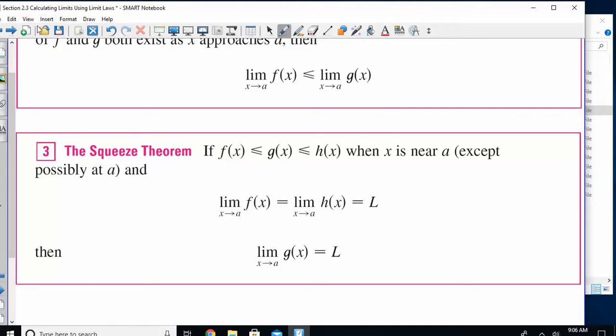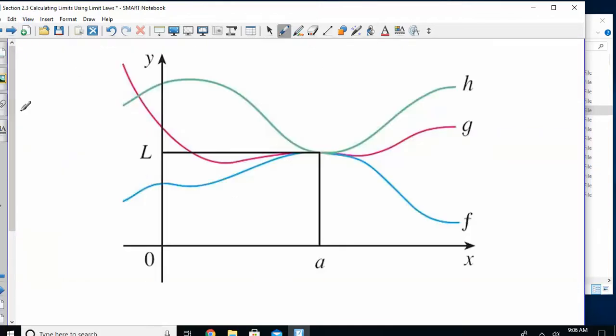We aren't doing a ton with the squeeze law this year. So my examples are pretty much going to be limited to sine and cosine. And those are really the only scenarios that I'm going to ask you to apply it to right now. So we'll do a few of those, and that will wrap us up for today.